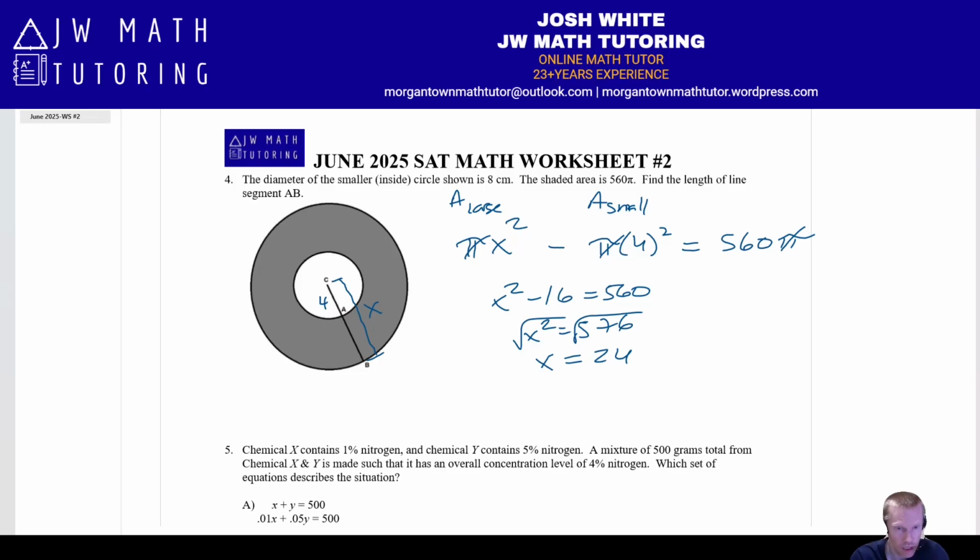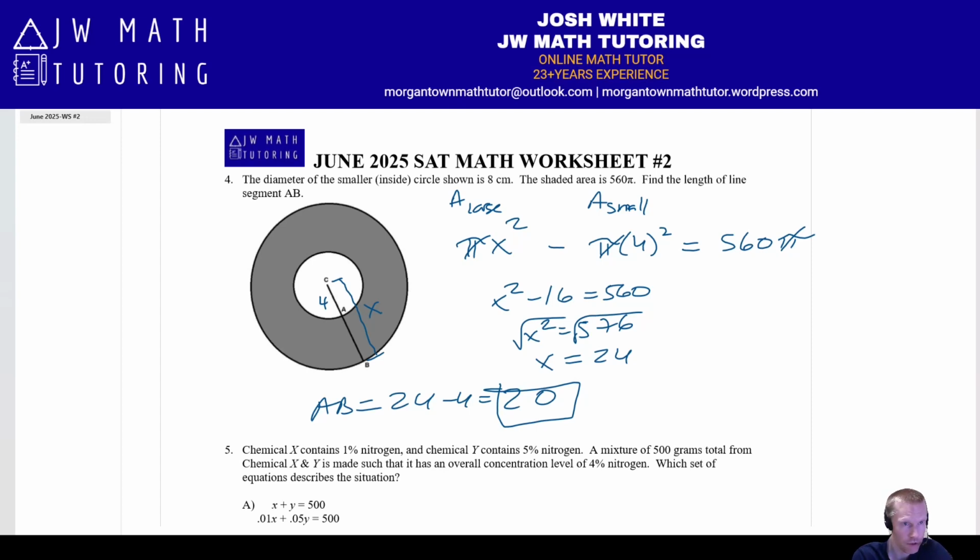So that's the total length from the center, basically the radius of the large circle, center to the outside of the large circle. So what's the length of AB? Well, AB is just going to be 24 minus 4, the radius of the small circle. Therefore, AB is 20. That's the correct answer. All right, so this I think is actually the quickest, fastest way to do it.